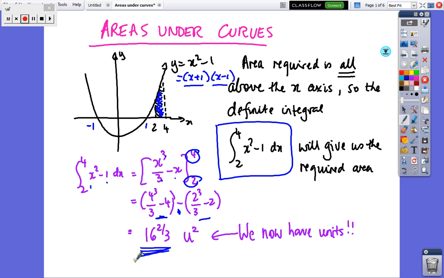So the answer comes out as 16 2/3, and because we're measuring area, we used to say the area is units squared. So we've got units now. Okay, copy that down and come to the next slide.